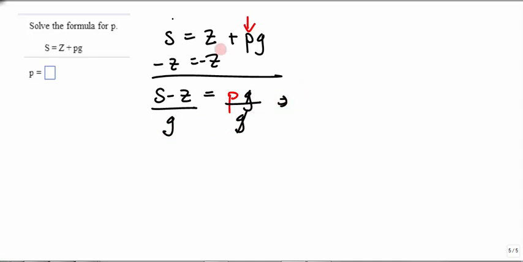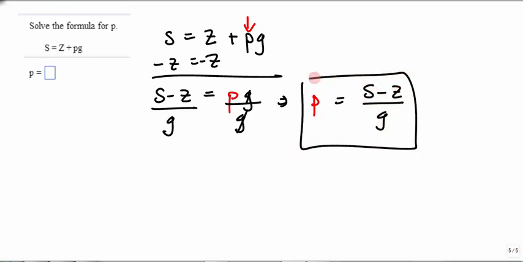So I get lowercase p equals capital S minus capital Z all over lowercase g. So these are perfect little show-your-work problems that could show up on the test. And again, it's really important that you are prepared to show your work for these.